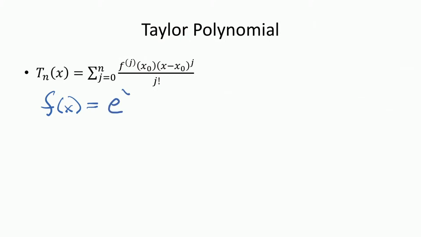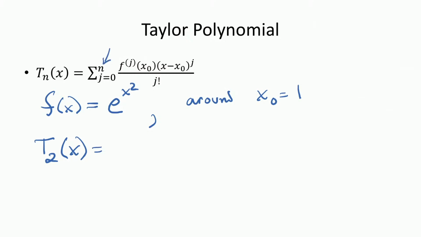How about e to the x squared? And we want to have it around x0 equal to 1. So let's do that, and let's just do the T sub 2. We don't want to make it crazy. T sub 2 just means it's going to be a second degree Taylor polynomial. So in other words, I'm just going to have the 0, the 1, and the 2. I'll do the 0 for you. That will be the function.